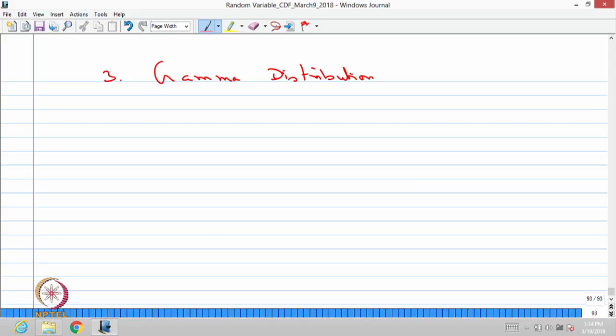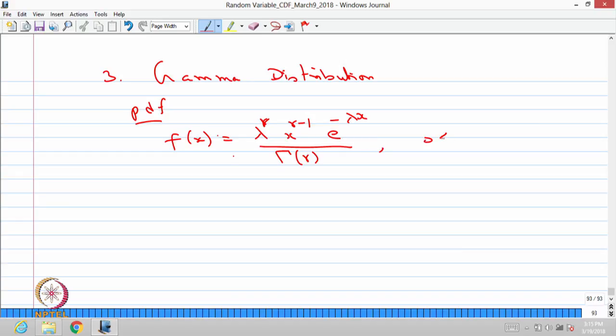common continuous distribution. A random variable x is said to be gamma distributed if the probability density function is of the form f of x that takes the value lambda power r x power r minus 1 e power minus lambda x divided by gamma of r when x lies between 0 to infinity, otherwise it is 0.